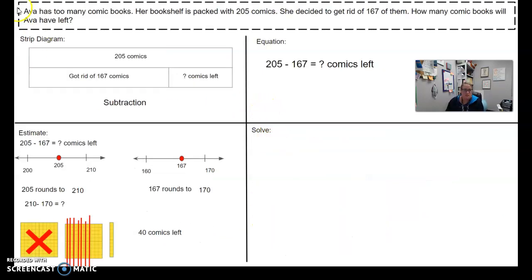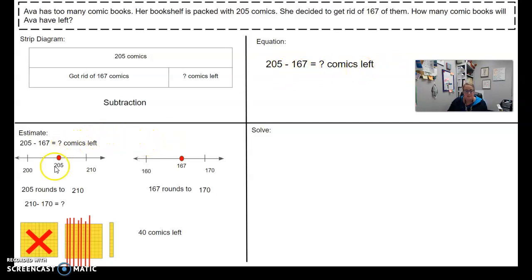Our last question says, Ava has too many comic books. Her bookshelf is packed with 205 comics. She decided to get rid of 167 of them. How many comic books will Ava have left? Now remember, on Monday we did our strip diagram. We knew our total was 205 comics. She got rid of 167, and so we're looking for how many she has left. This is exactly what our equation says. So it says 205 minus 167 equals however many comics she has left.